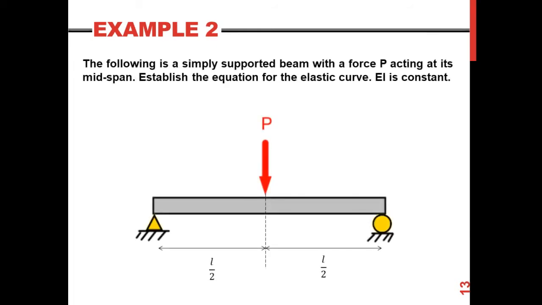Let's get into the second example. So here we have a simply supported beam, and well, I have this force P, okay, acting at the midspan, so at L over 2. Well, I have to establish the equation of the elastic curve.